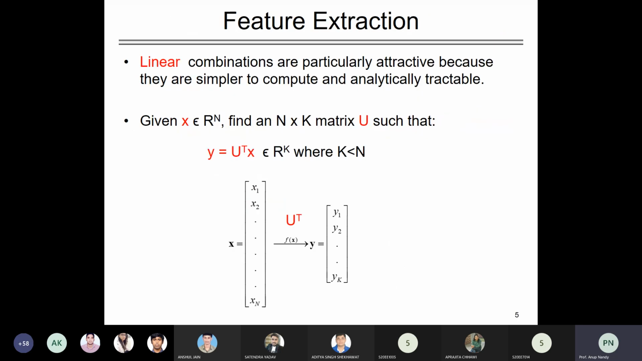Now here, in feature extraction, it may be a linear combination of features or it may be a non-linear combination. But people use linear combinations because they are particularly attractive: they are very simple to compute, and they are analytically more tractable. Mathematically also, it is very easy to understand. So that's why we take the linear combination of features.